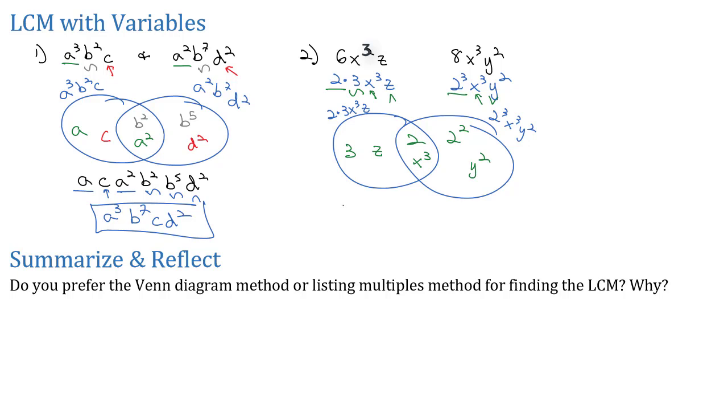Putting that all together, we've got, putting the numbers first, 3 times 2 times 2 squared. For the letters, z, x cubed, and y squared. Multiplying together, 2 squared is 4. 4 times 6 is 24. Then I'll put the letters in alphabetical order just to make it pretty. X cubed, y squared, z. We've got our least common multiple using the variables.